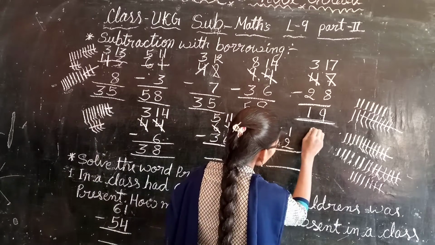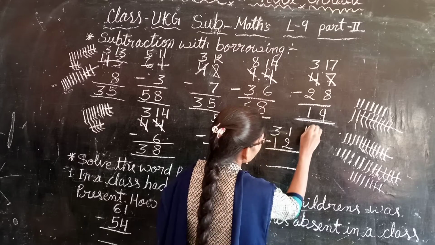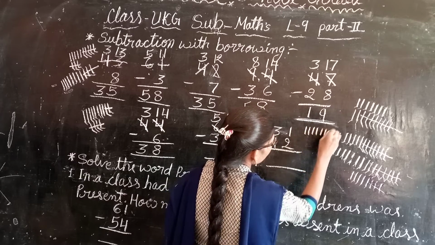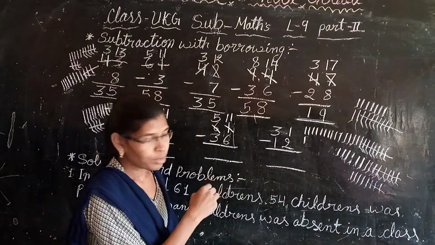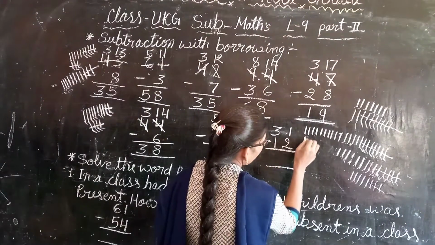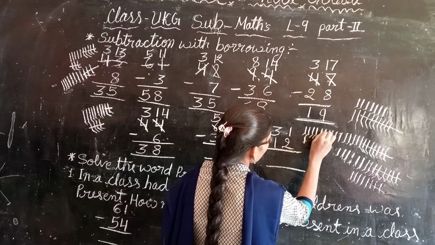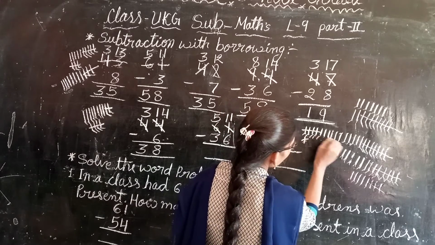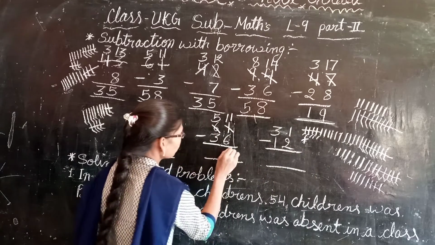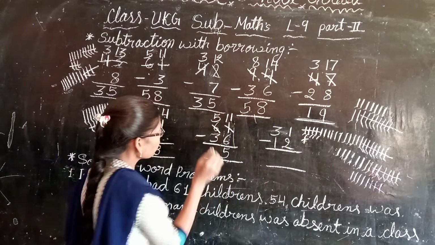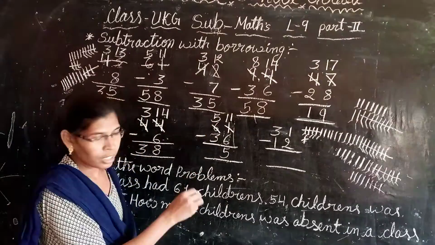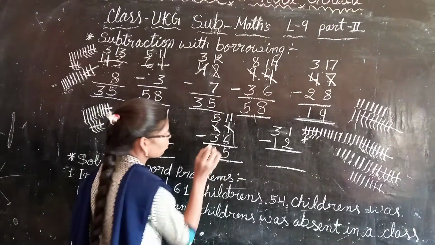Make lines. 1, 2, 3, 4, 5, 6, 7, 8, 9, 10, 11. Out of 11 we have to cut 6. So 1, 2, 3, 4, 5, 6. So 6 lines are cut. Remaining lines are 5. So 1, 2, 3, 4, 5. Now here out of 5 we have to cut 3. So we will get 2.